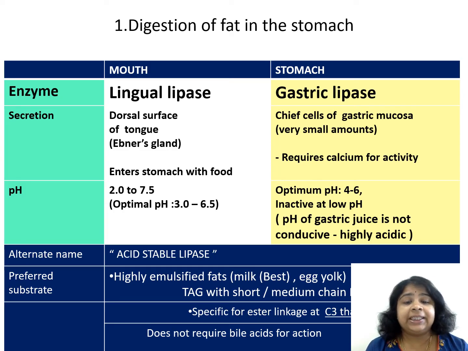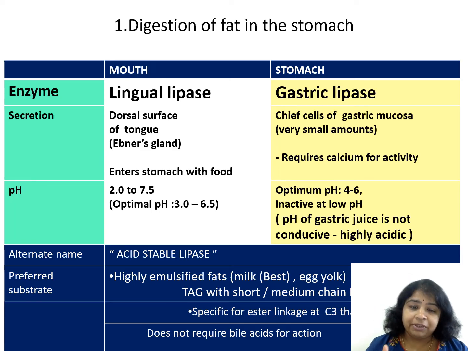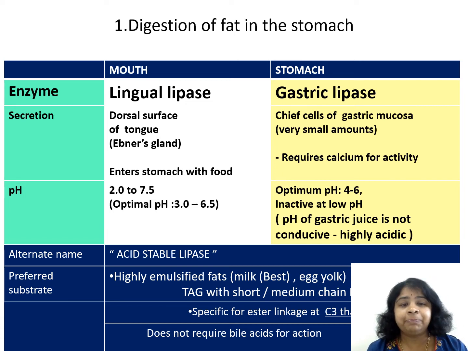Lingual lipase is secreted by the Ebner's gland in the dorsal surface of the tongue. It has an optimum pH around 3 to 6.5. So that is why it is still active. It can be active when it reaches the stomach. So along with food, it comes into the stomach. And gastric lipase has an optimum pH around 4 to 6. These are secreted by the chief cells of the gastric mucosa.